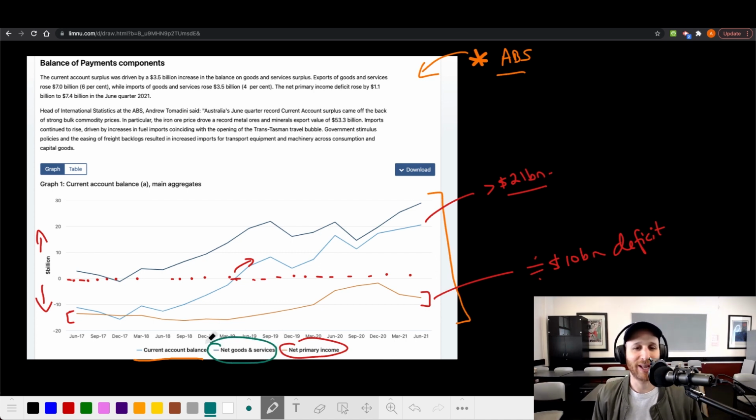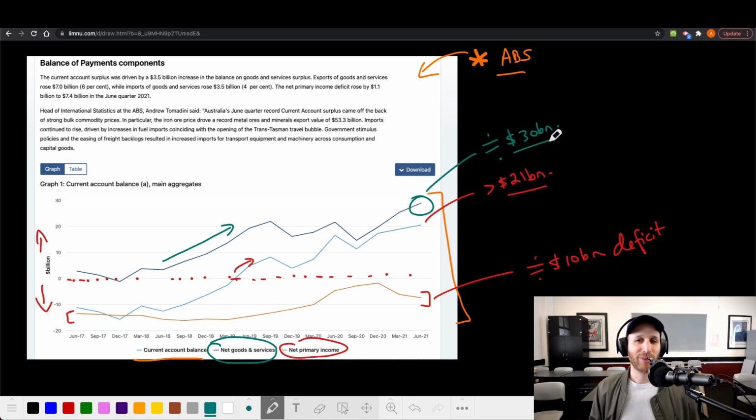So the answer to why we have a current account surplus lies in this navy blue line, which is net goods and services. You can see here that net goods and services has become larger and larger, and here it is getting close to a $30 billion surplus.